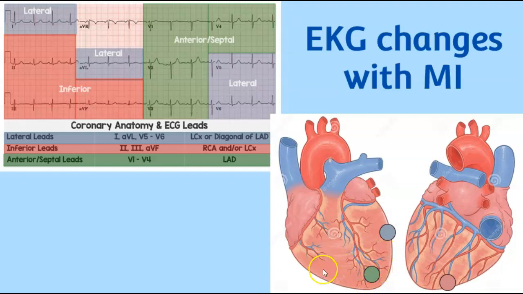If there are changes in lead 1, AVL, and V5 through V6, it's affecting the left circumflex artery or a diagonal of the left anterior descending artery, and it's causing a lateral infarct. And you can see here it would be on the lateral side of the heart. This is just a better way for the doctors to determine where the heart attack is occurring.